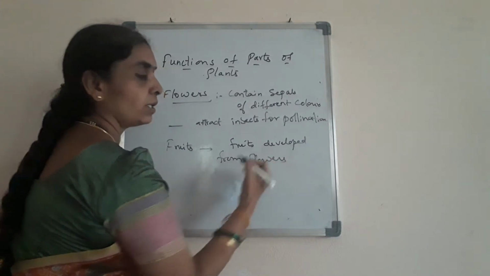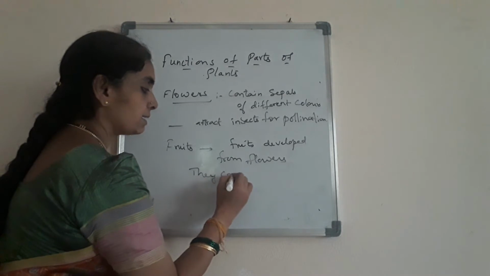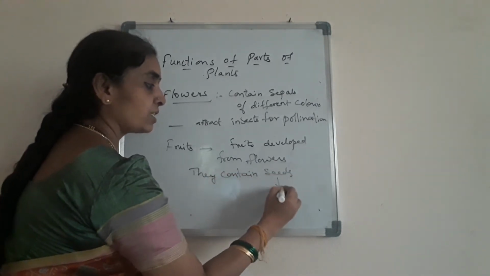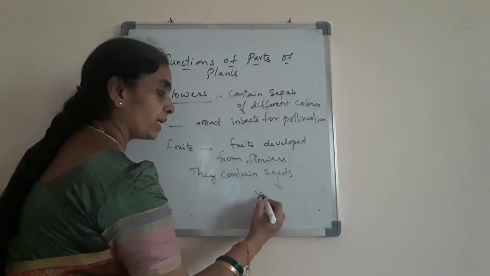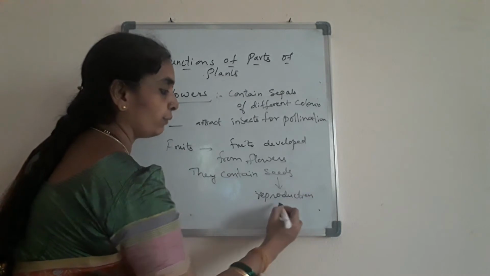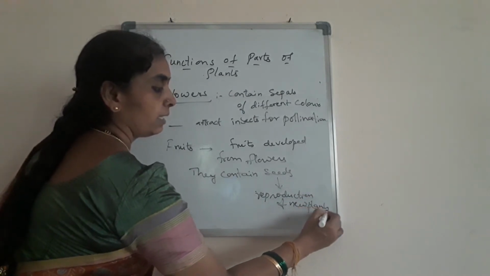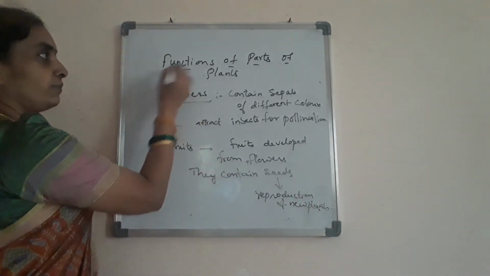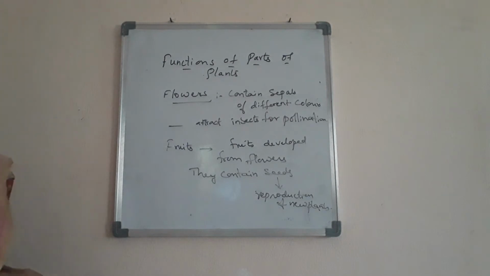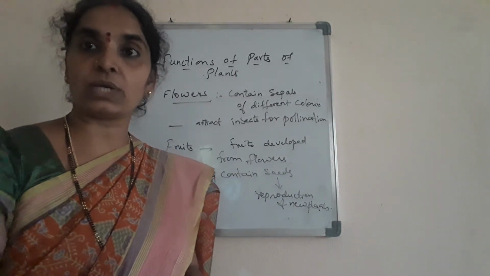You can study this in detail in your higher classes. They contain seeds in them, which help for the reproduction of new plants. Seeds develop into new plants again. Is it clear, children? So these are the functions of the parts of the plant. From this you can understand that there are different varieties of plants, as you have seen now.